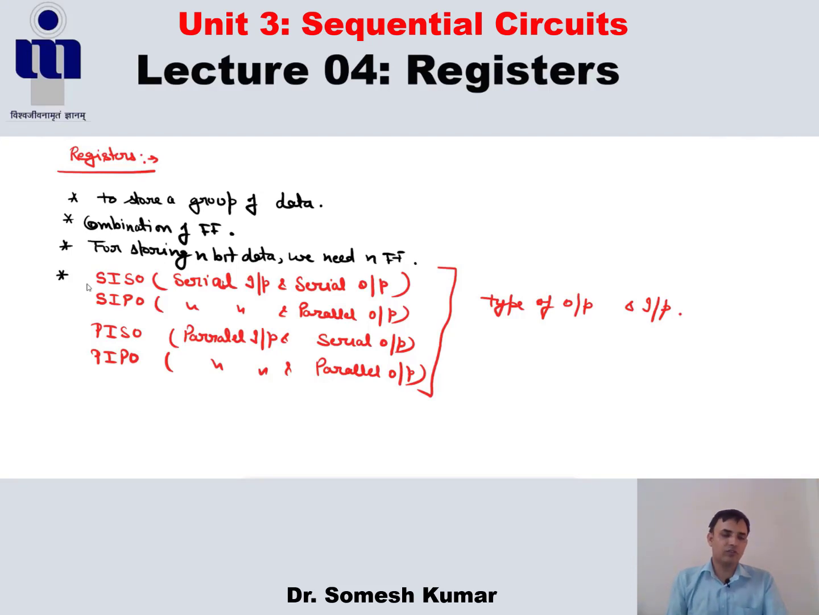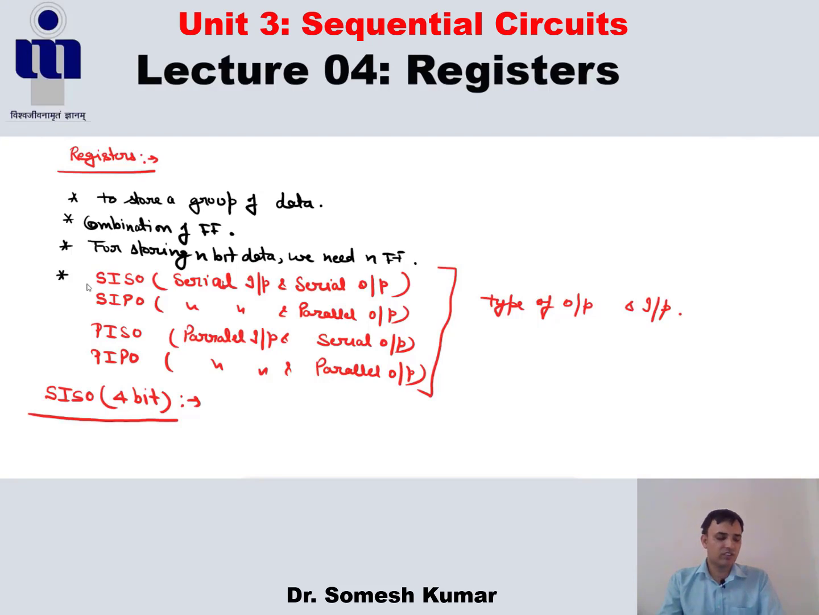Now we will study the first classification, that is serial input, serial output. Here we will study the 4-bit serial input serial output register, which means we need 4 flip-flops to store 4 bits of data. Basically, the serial input serial output register is the cascading of 4 flip-flops. In registers, generally we use D flip-flops for storing data.